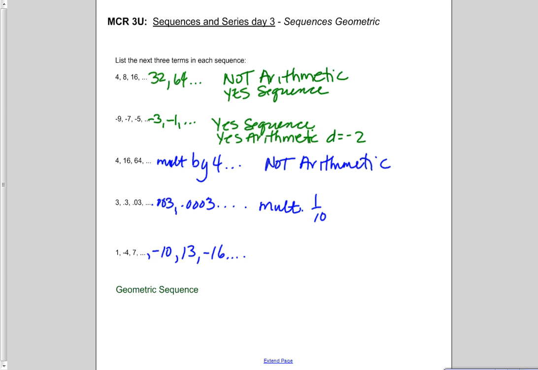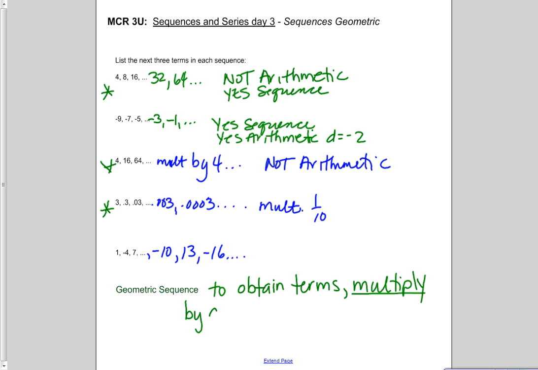Geometric sequences. We've looked at a couple. This one, and this one. Where they are not arithmetic, you are going up by multiplying. The number obtained by dividing any term by the preceding term as a constant gives us a geometric sequence. So to obtain a future term, you multiply by a common ratio.